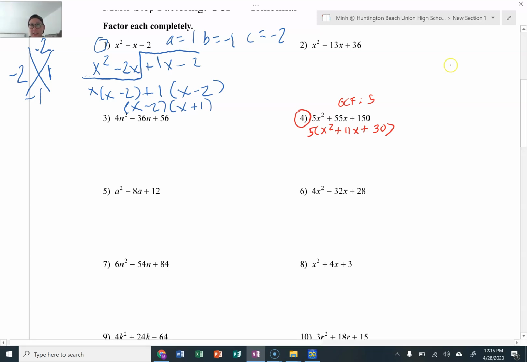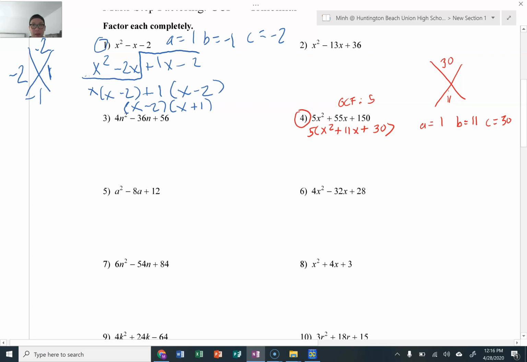So let's factor using the x puzzle. My A for this case is 1, and we're only looking inside of the parentheses. That 5 is kind of irrelevant for now. My A is 1, my B is 11, and my C is 30. So A times C is 30, and my B is 11.